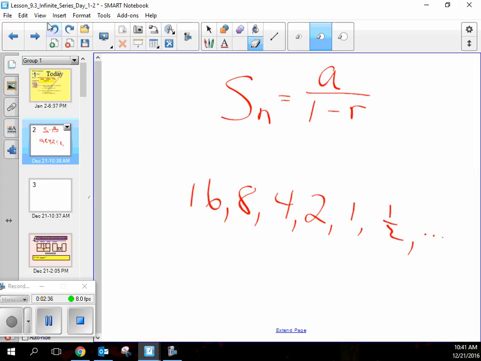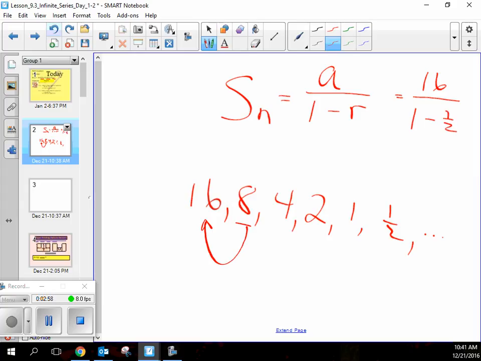So in this problem, A is the amount we start with, which is 16. So it'd be 16 over 1 minus, and what's the R? In case it's not easy like this one, you just take this and divide by that. What's 8 divided by 16? It's not 2, it's 1/2. So then I have 1 minus a half. 16 divided by 1 minus a half, which is a half. And remember, when you divide by a fraction, it's the same as multiply by flip it. So this is really 32. So this one does add up to 32.